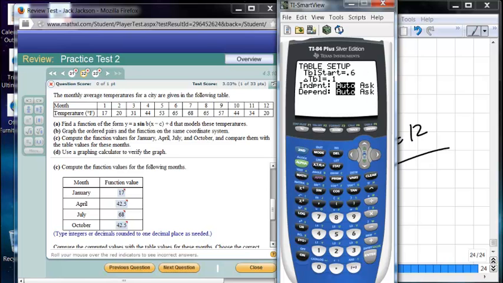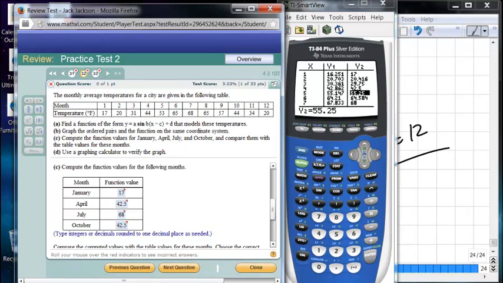Of course, we could also go on to our table. Say go to table setup. Say start at 1, go up by 1s automatically, and look at our table, and we can see y2 is the values of the model they're using, and y1 is the regression equation the calculator came up with.